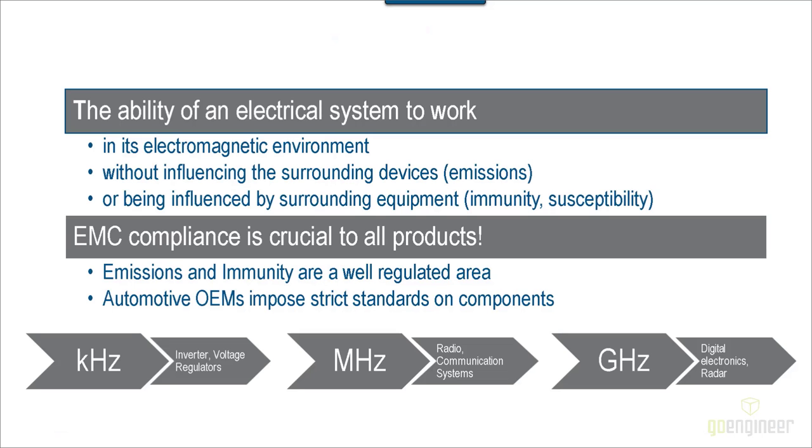So why do we need at all to talk about electromagnetic compatibility? Alors, what is the definition? It is the ability of an electrical system to work in its electromagnetic environment without influencing the other device. So we are talking about emissions at that point, or being influenced by surrounding equipment, immunity or susceptibility. It is crucial for all products.